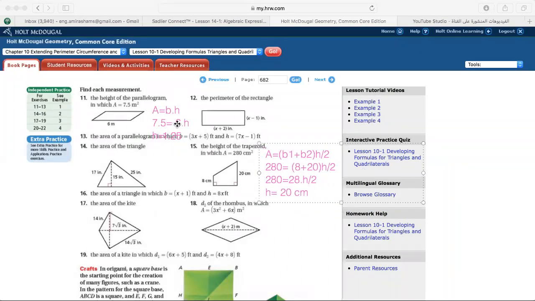Don't forget to write the unit. Here, girls, we forgot to write the unit. It should be written here as meter in number 1.